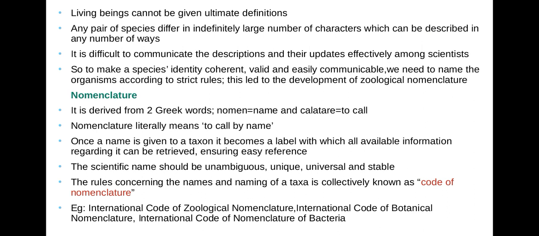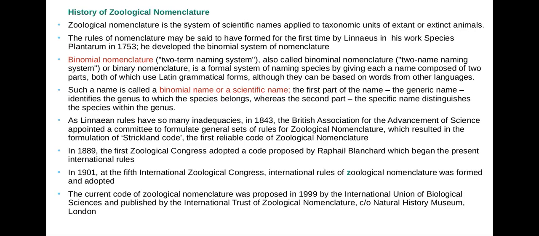The rules concerning the names and naming of taxa are collectively known as the Code of Nomenclature: International Code of Zoological Nomenclature, International Code of Botanical Nomenclature, International Code for Nomenclature of Bacteria. And history of zoological nomenclature. Zoological nomenclature is a system of scientific names applied to taxonomic units of extant or extinct animals. The rules of nomenclature may be said to have been formed for the first time by Linnaeus in his work Species Plantarum in 1753. He developed the binomial system of nomenclature.